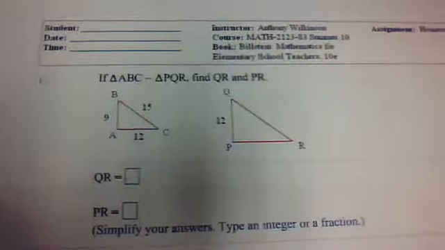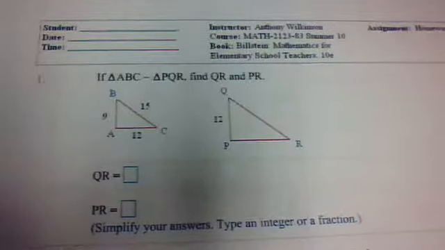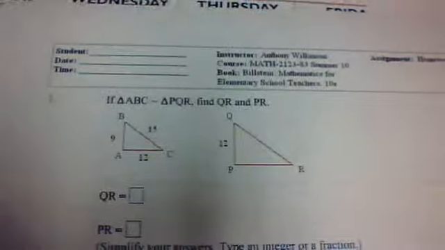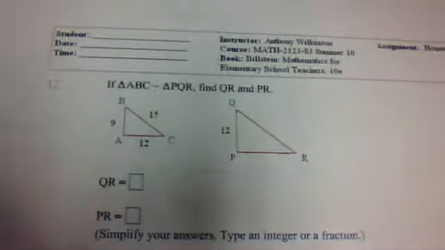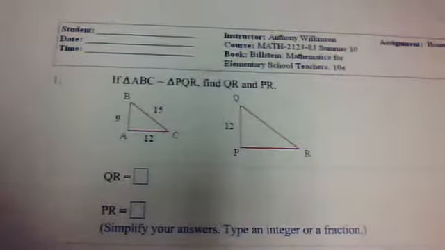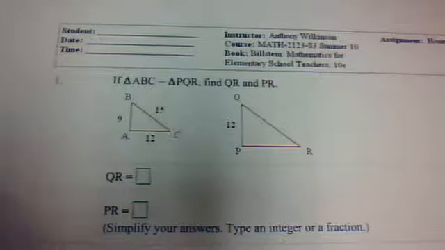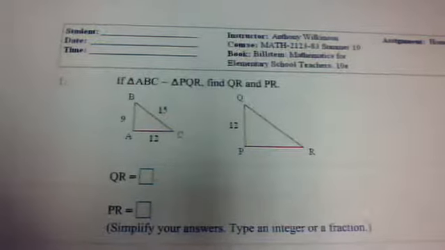Okay, we'll look at some of the homework problems that are in section 12.4, and there are only 3 homework problems that I've assigned out of that section. All right, let's look at problem number 1, where it says here, if triangle ABC is similar to triangle PQR, you want to find QR and PR.